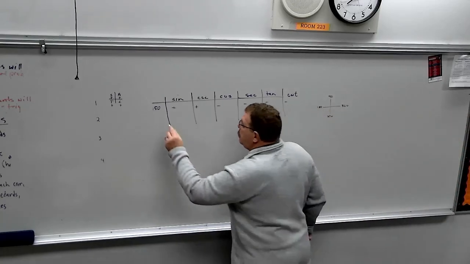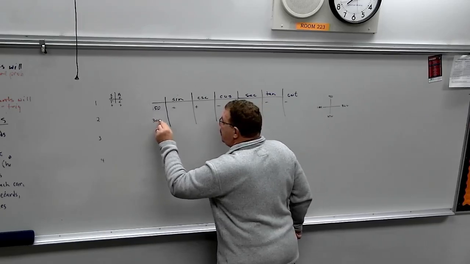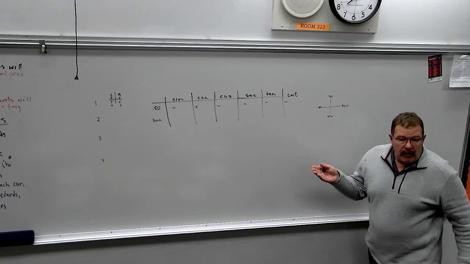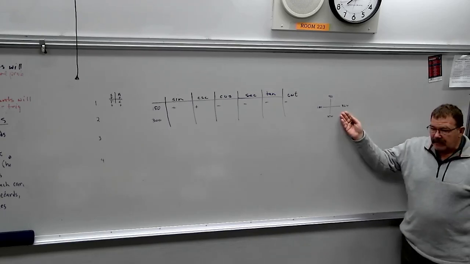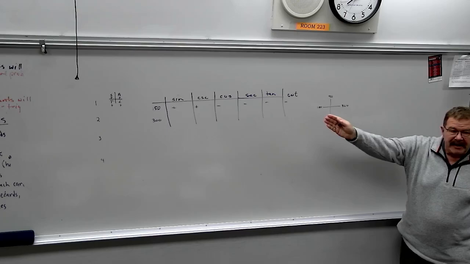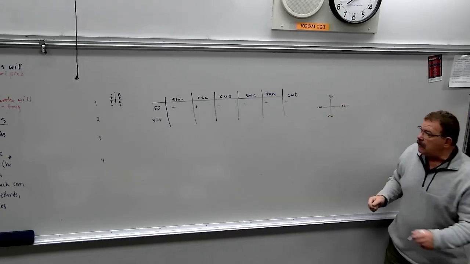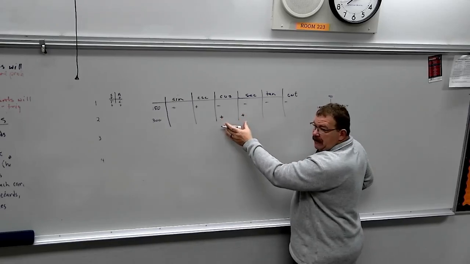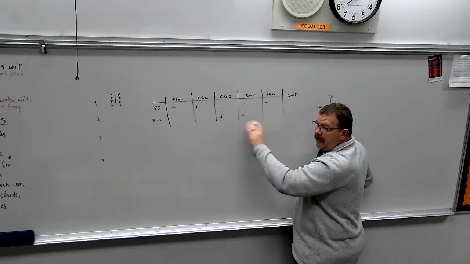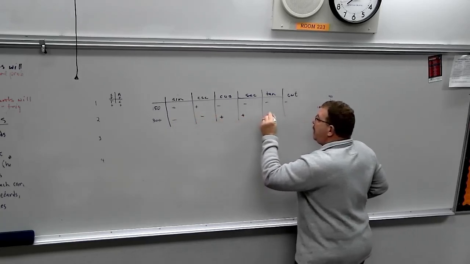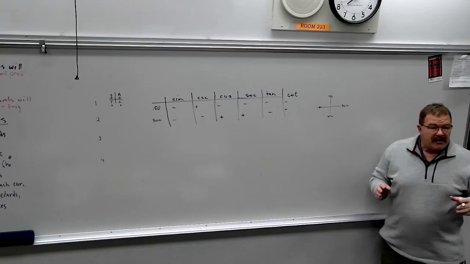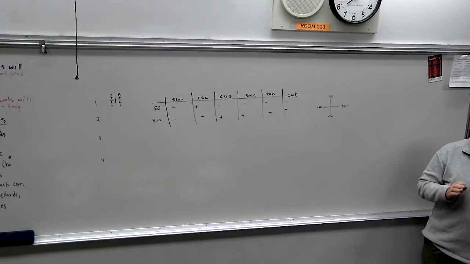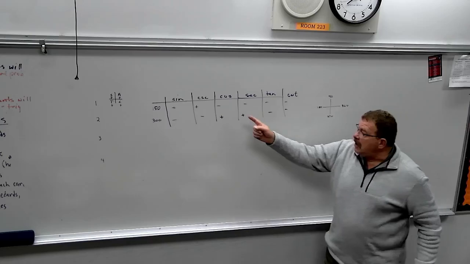If I threw 300 degrees at you, what quadrant is 300 degrees in? Quadrant 4. What is the only thing positive in quadrant 4? Cosine and secant. So do you see how I fill those out? These are our positives, so what's that tell me about the rest? Negative, negative, negative, negative.